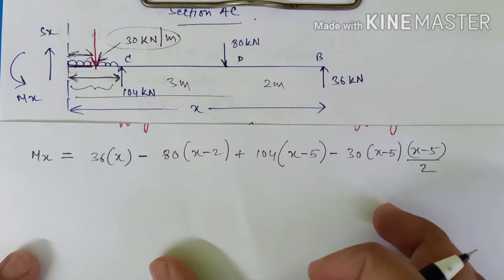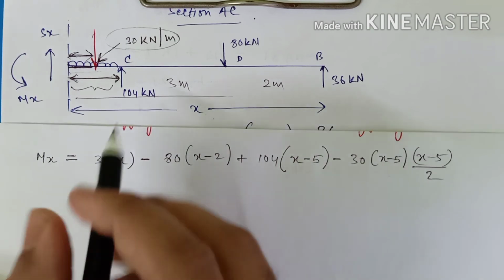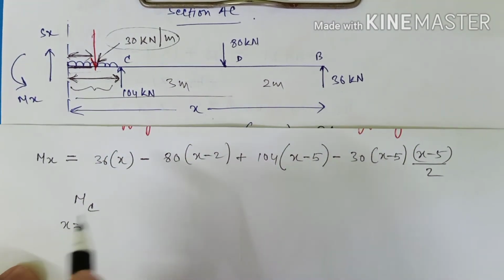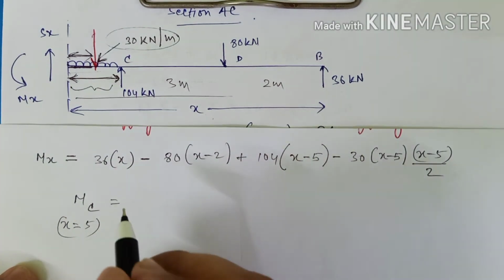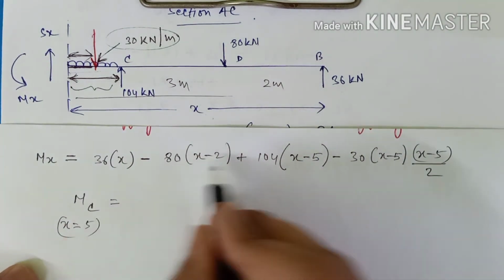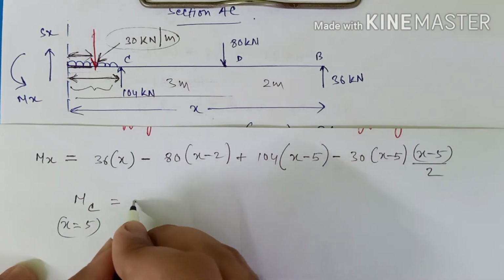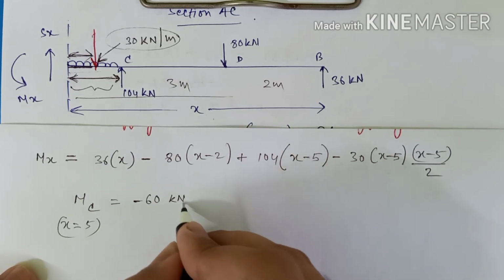I'm just doing it directly, guys. So you need the value of bending moment at C. So at C, what will be the value of x? The value of x will be 2 plus 3, that is 5 from the origin. So if you just put x equals 5 in this equation, you will get Mc equals minus 60 kilonewton meter.